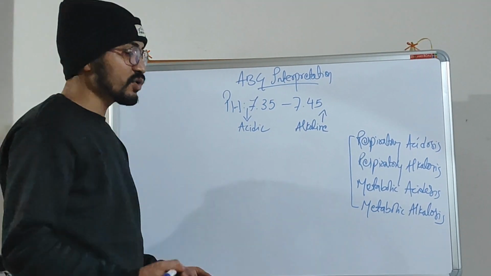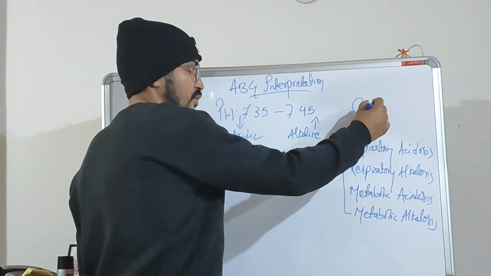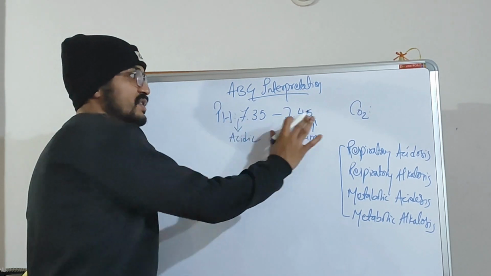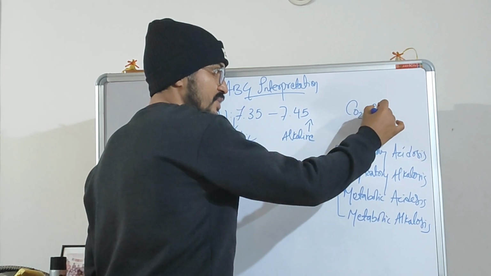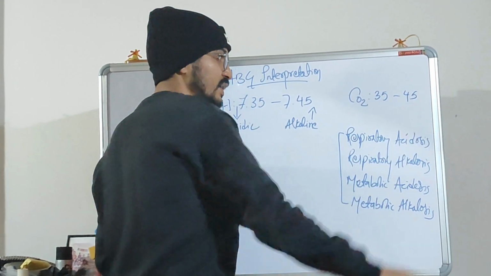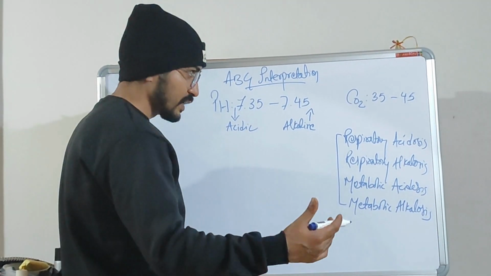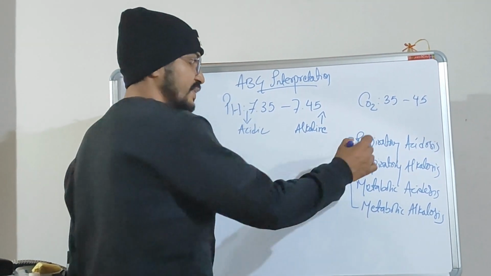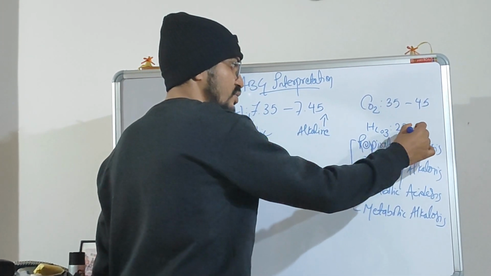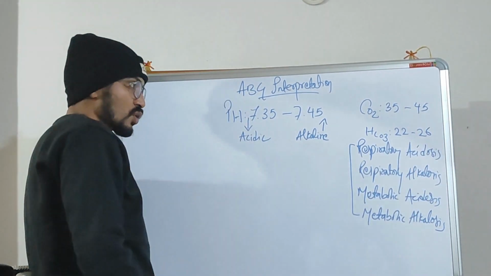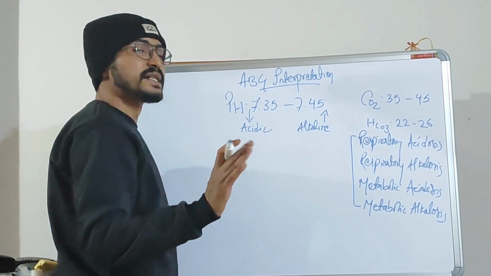The next thing you see in ABG is your CO2, which is carbon dioxide. Its normal range is from 35 to 45. After that, the other value you look at is your bicarbonate, which is HCO3, and its normal range is from 22 to 26. By seeing these three only, you can frame out these four major diagnoses.